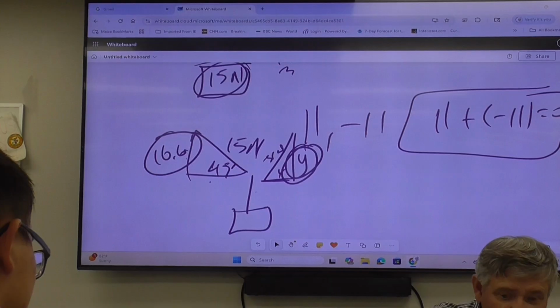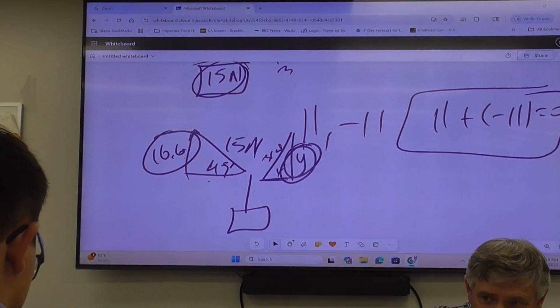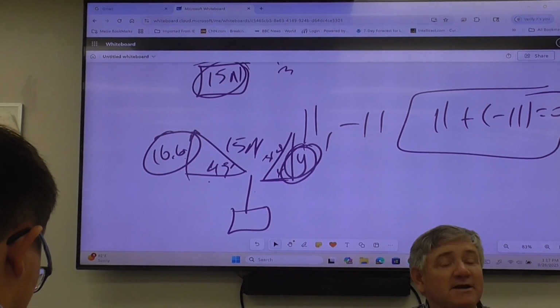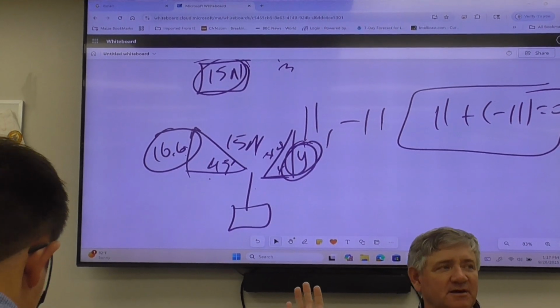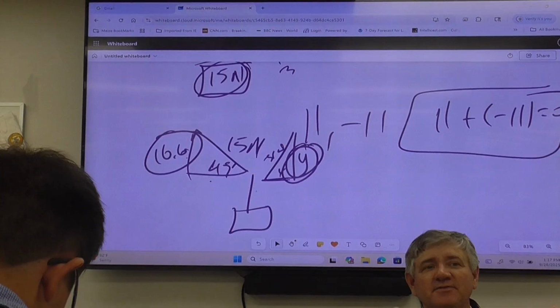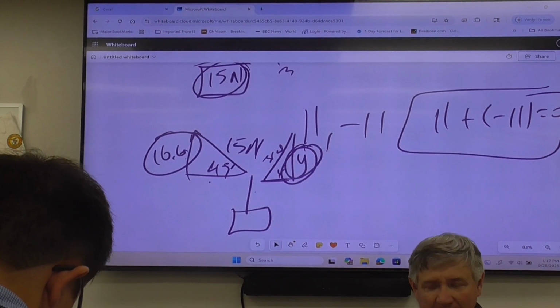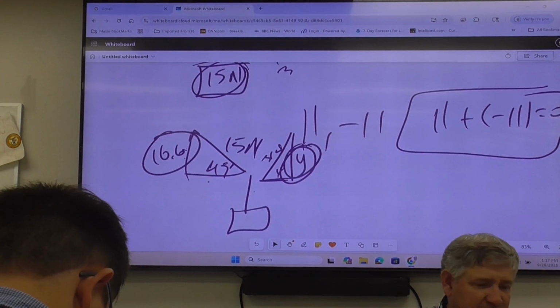Staple that diagram to the back of that sheet, but do not staple all the labs together into one big conglomeration. Okay? These are separate labs. Okay, let's stop the camera, please.